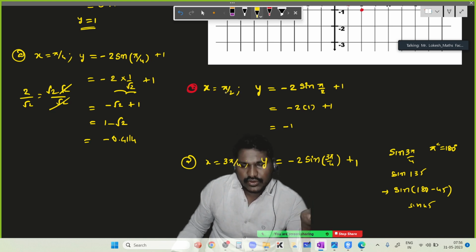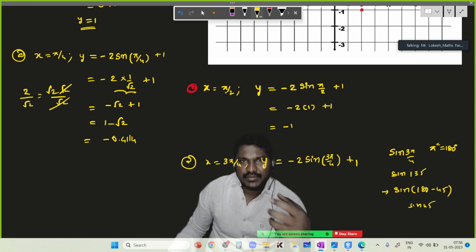So here the value of sine 135, we don't know, because we know the values only from 0 to 90. We know the value of sine 0, we know the value of sine 30, we know the value of sine 45, we know the value of sine 60 and sine 90. But what if the value is beyond 90? Then we have to apply the concept of complementary angles and supplementary angles.